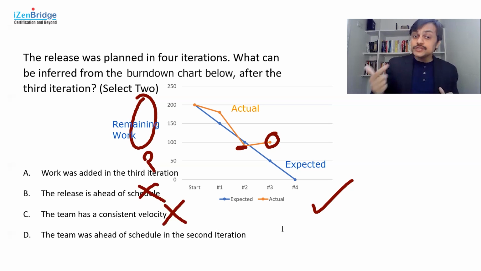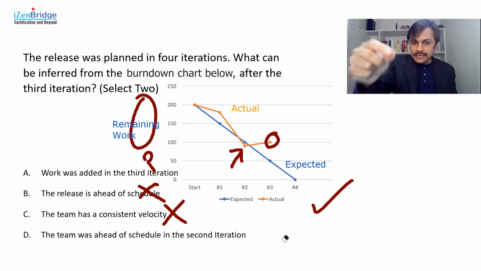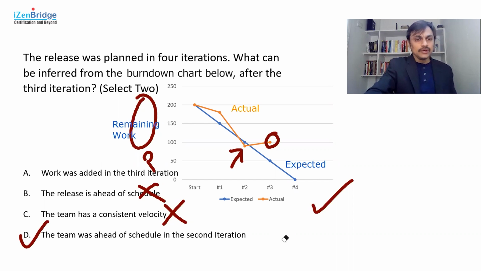The team was ahead of schedule in the second iteration. That seems to be clearly visible, because at the end of the second iteration, the remaining work was less than the anticipated or expected work. So my line was below here. You can see this actual point was below in the second iteration. So I can clearly say that at the end of the second iteration, I was ahead, but at the end of the third iteration, I am far behind. Something is happening here which is not very clear, but I can definitely say this information is true.